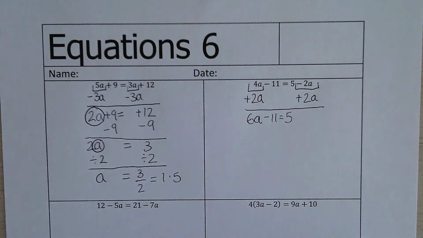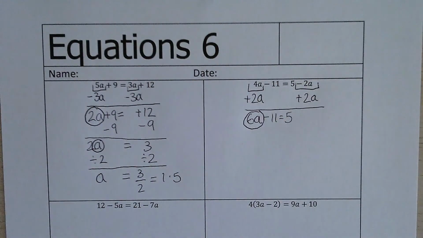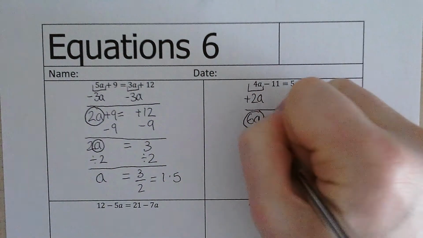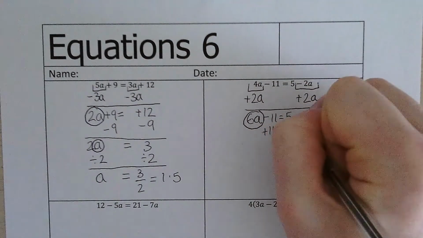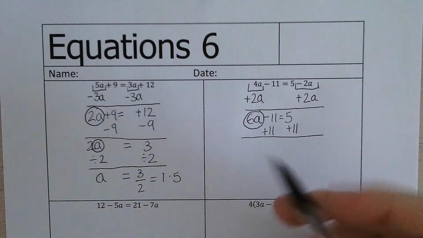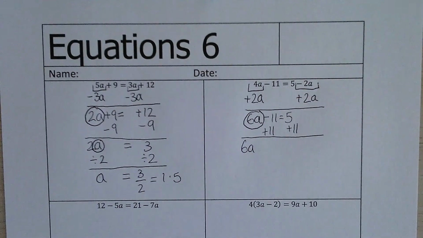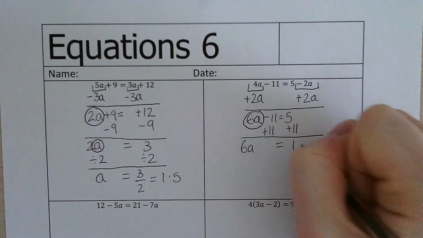The term that contains a is 6a, so we need to undo the minus 11. That means I need to add 11 to both sides of the equation. 6a will drop down. Minus 11 and add 11, well, they cancel. The equals sign will drop down. And 5 add 11 equals 16.